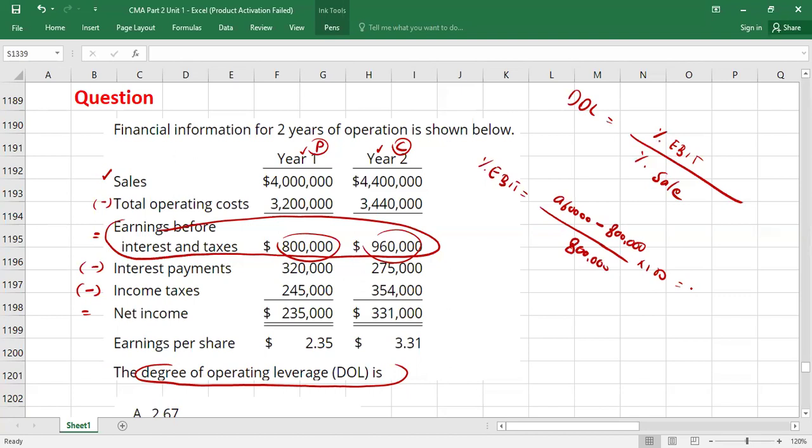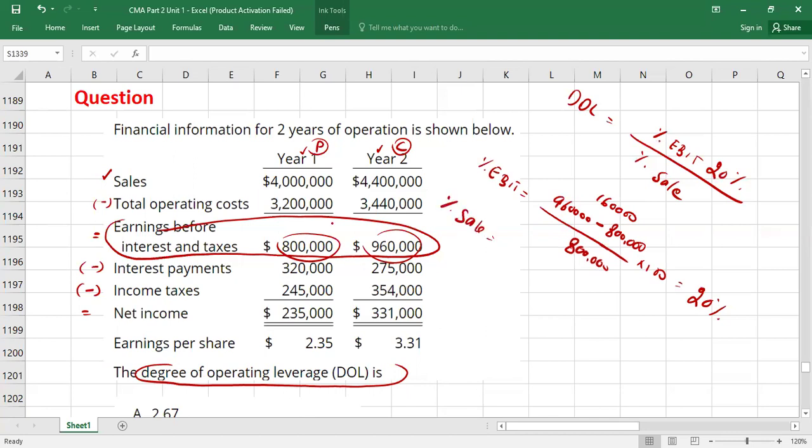If you use the calculator, the numerator difference is 160,000 and the denominator is 800,000. 160,000 divided by 800,000 multiplied by 100, so it is 20%. So we got the numerator, which is 20%. Now you need to work out the percentage change in sales. So I'm working now on percentage change in sales.